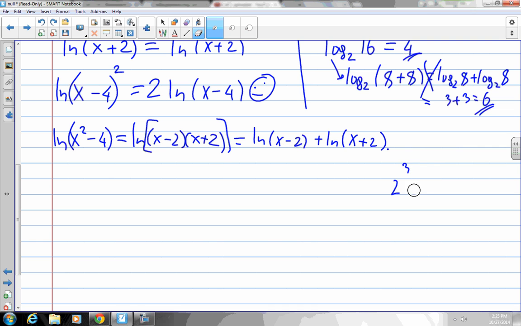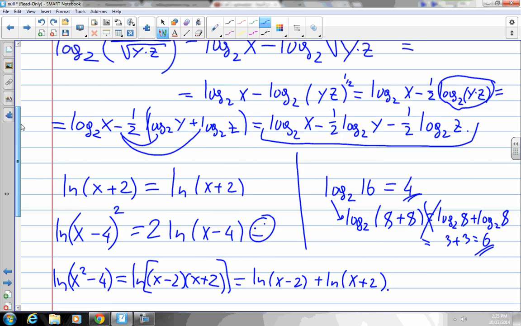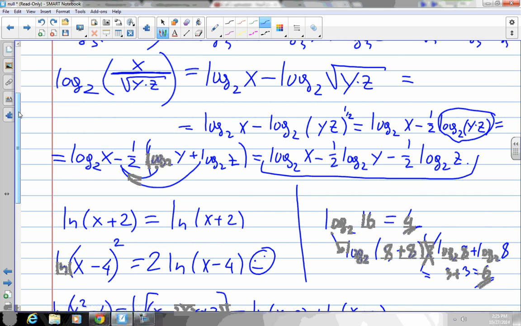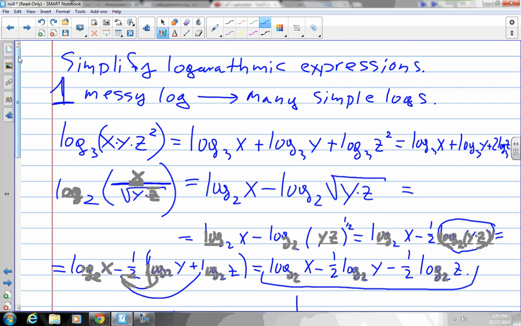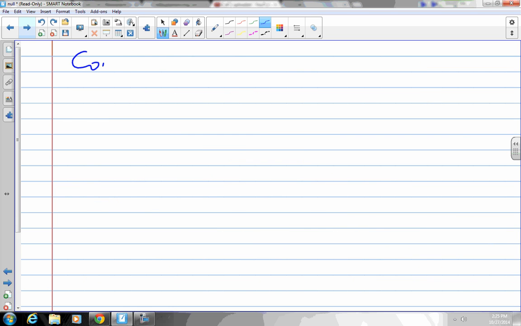All right, so this is one form of the exercises that you will be doing, when you have one log and you're breaking it down into little logs. That's called expanding logarithmic expressions. We can also go backwards. If I give you many little logs, we can put them together into one messy log. So let's call it contracting.